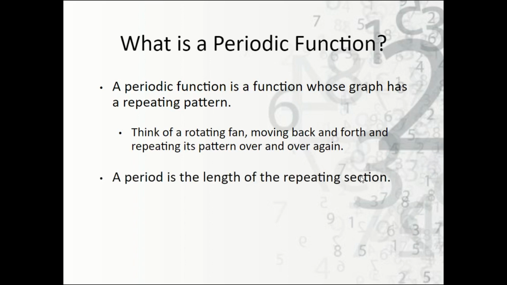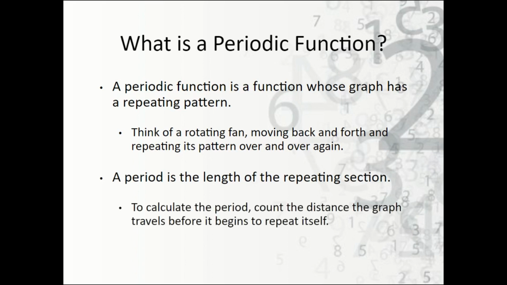A period is the length of the repeating section. So how long does it take for it to start back over again? To calculate the period, you're going to count the distance the graph travels before it begins to repeat itself. So whatever the pattern is, it goes up and then starts over again, then up and then down, and so on. So when does it get back to its original starting point?